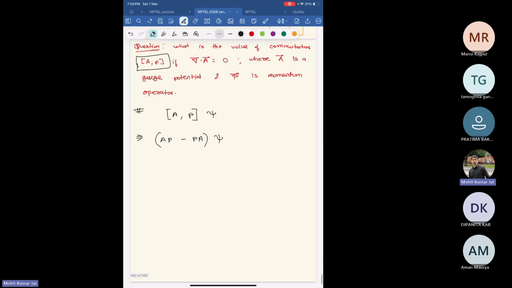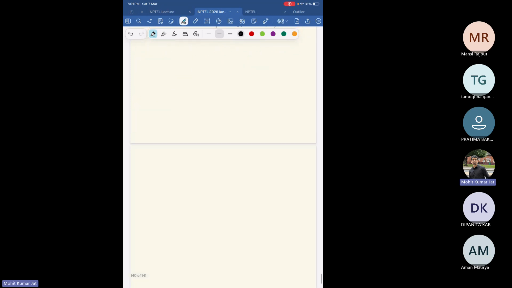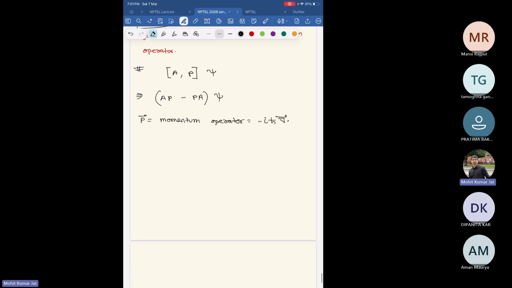And now, since P is a momentum operator, we know P is equal to minus i h bar times the gradient, basically del by del x, del by del y, del by del z. That's what this del means. So you replace it in equation 1.